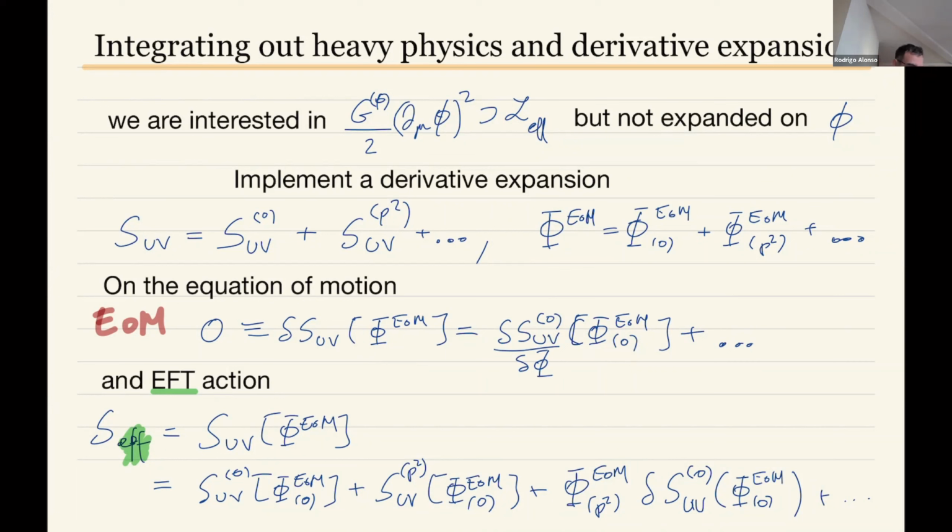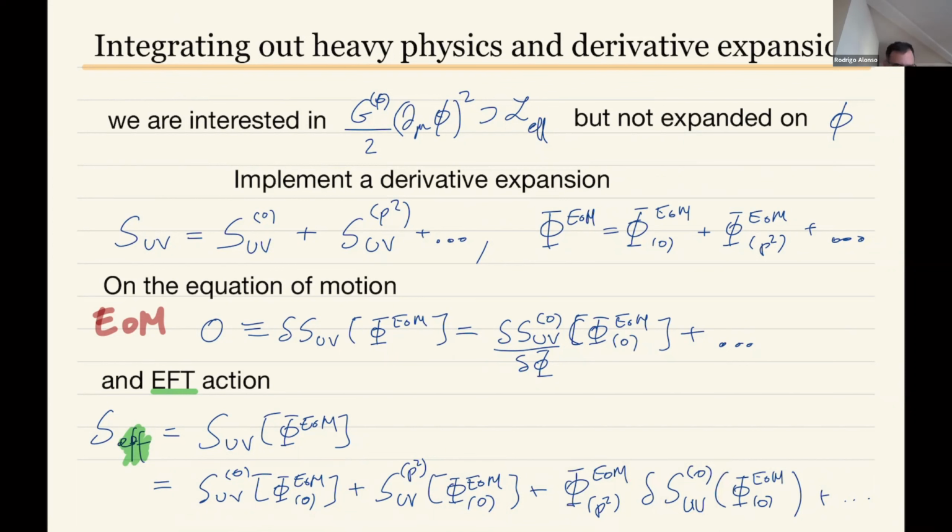Now we can write that effective action at low energies to recover the EFT. Applying that same expansion, we'll have first the zero order term. Then for order p squared, we'll have the evaluation of the p squared piece of the action on the zeroth order equation of motion. And then the zeroth order action evaluated on the p squared equation of motion term.